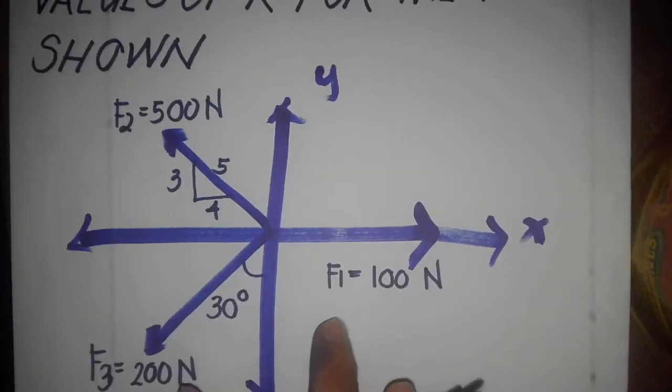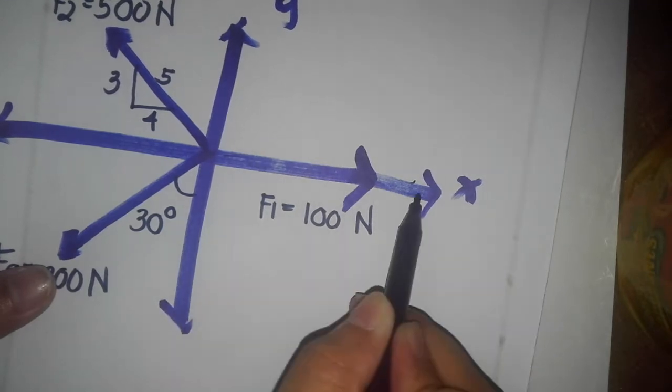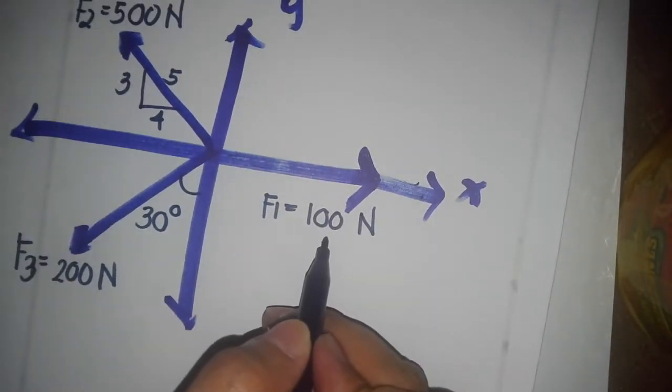Considering the first force, 100 Newton, we could see that Rx for the first force, Fx, is already equal to 100 Newton. Why? Since the force is already on the x-axis, we no longer have to get the components of the force.